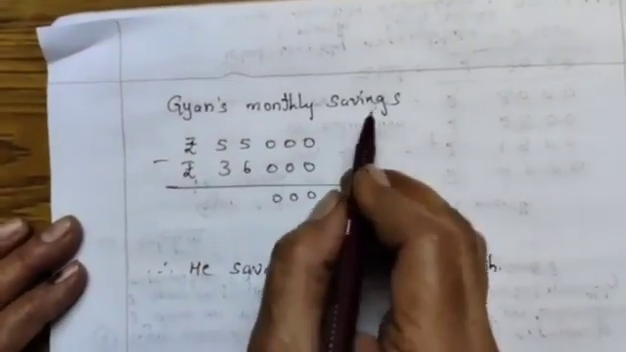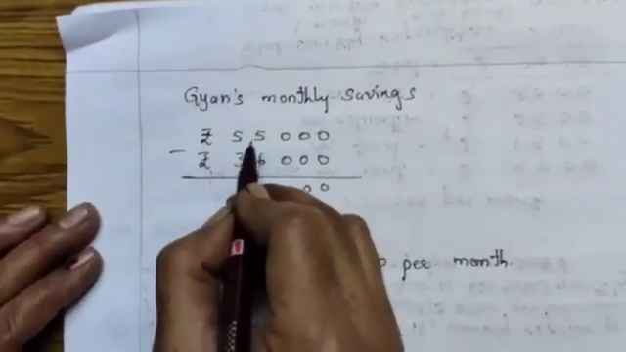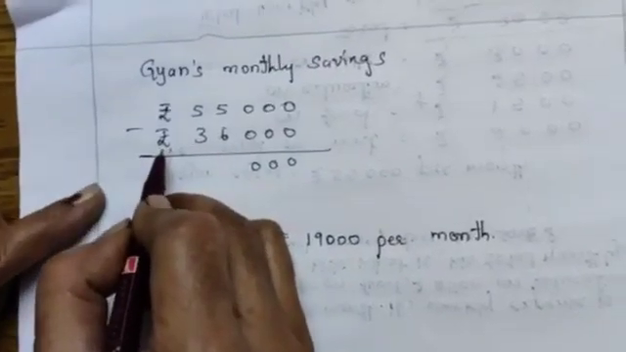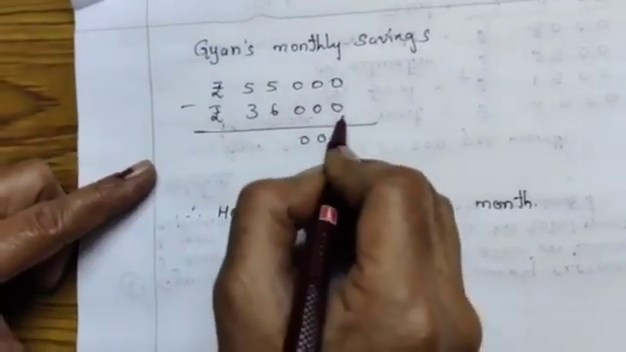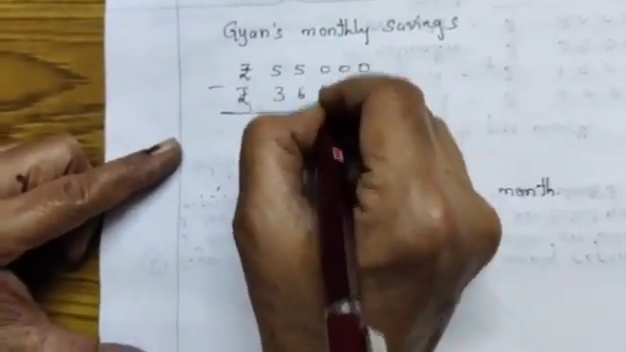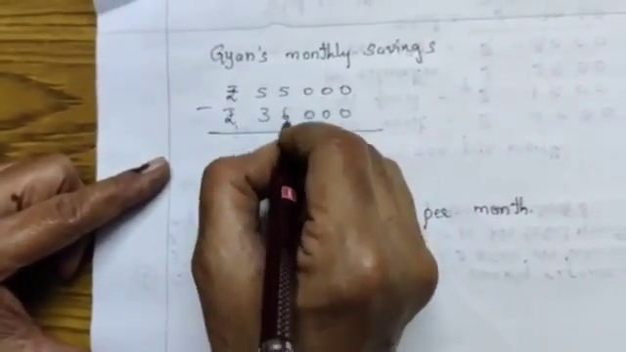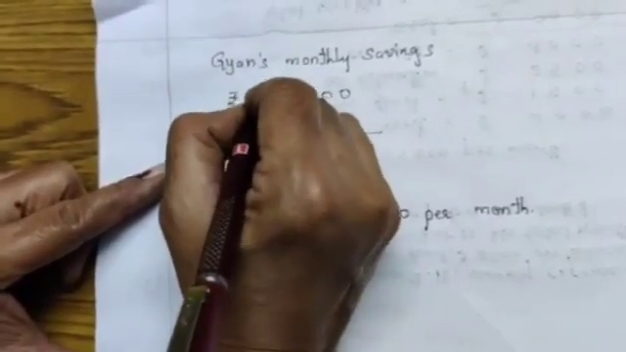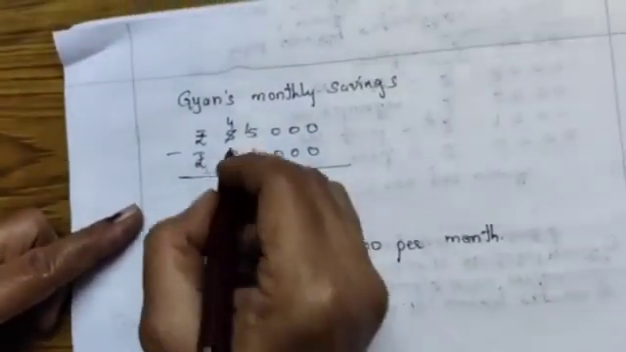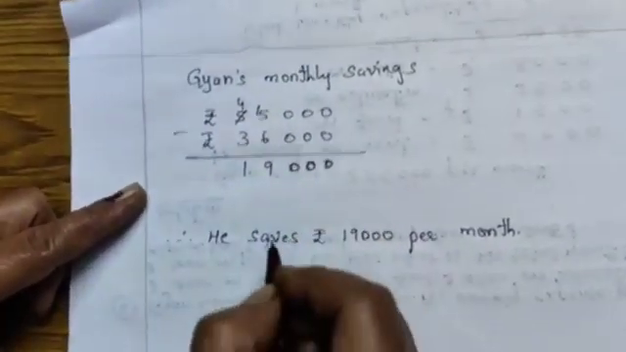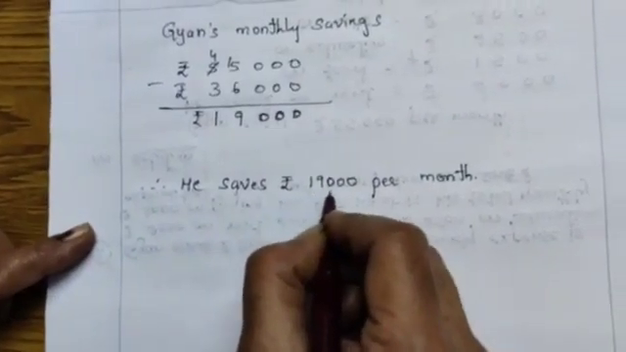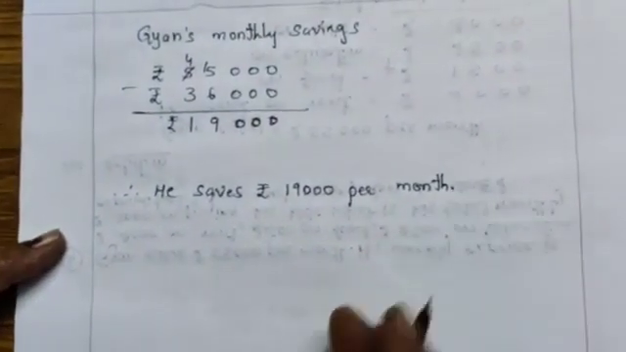See, Gyan's monthly savings: he earns rupees 55,000, monthly expenditure is rupees 36,000. So 0 minus 0, 0, 0 minus 0, 0, 0 minus 0, 0, 5 minus 6, take a borrow from 5, 15 minus 6 is 9, 4 minus 3 is 1. So therefore he saves rupees 19,000 per month.